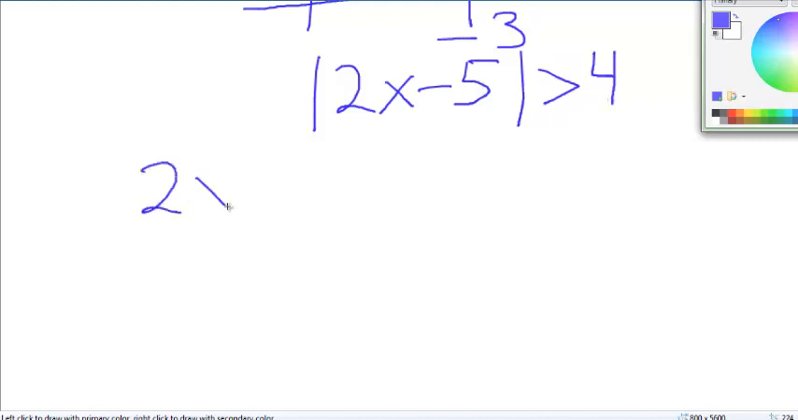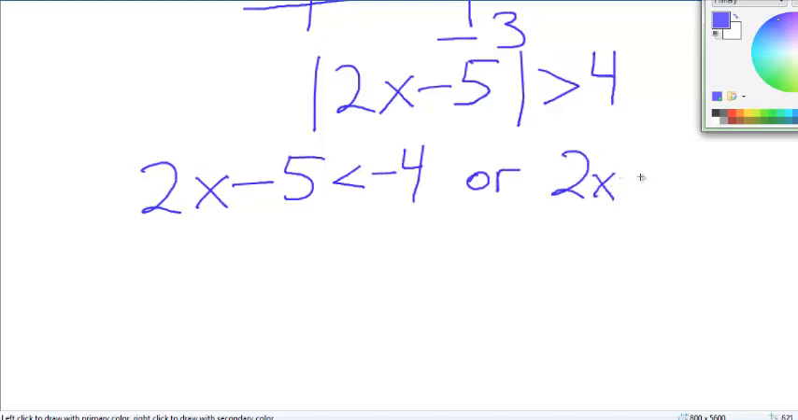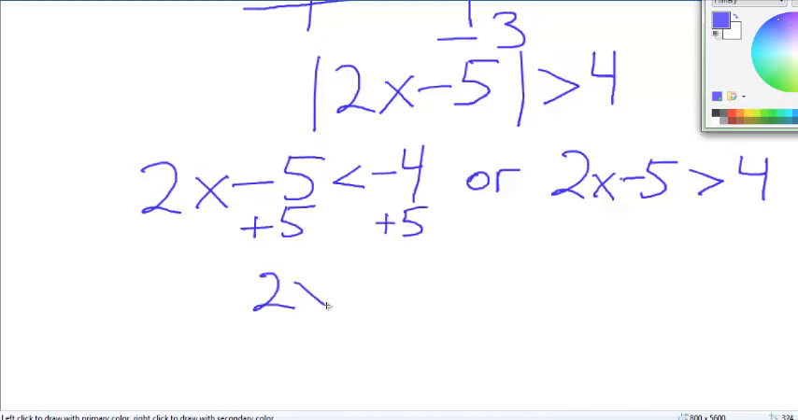So 2x minus 5 is less than negative 4, or 2x minus 5 is greater than 4. Add 5 to both sides of our inequality, and we get 2x is less than 1, so x is less than 1/2.